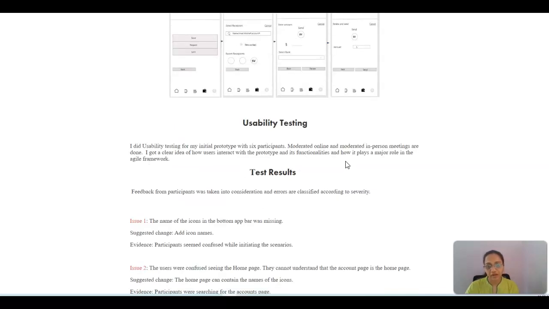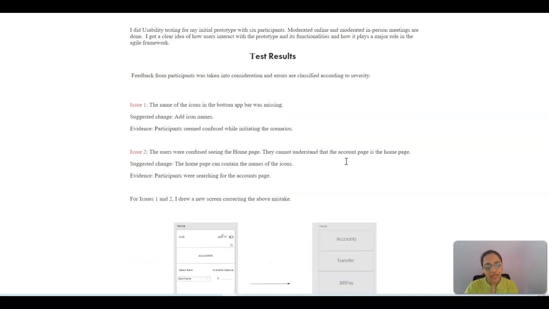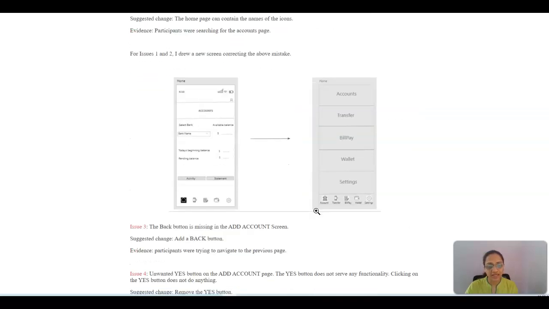Once the wireframing, or the initial prototype, was done, I did usability testing with 6 selected participants. Moderated online and in-person meetings were done. Through this, I got a clear idea of how users interact with the prototype and how the functionalities work, and how it plays a major role in the Agile framework. Feedback from the participants was taken, errors were classified according to severity, and new screens were redesigned.